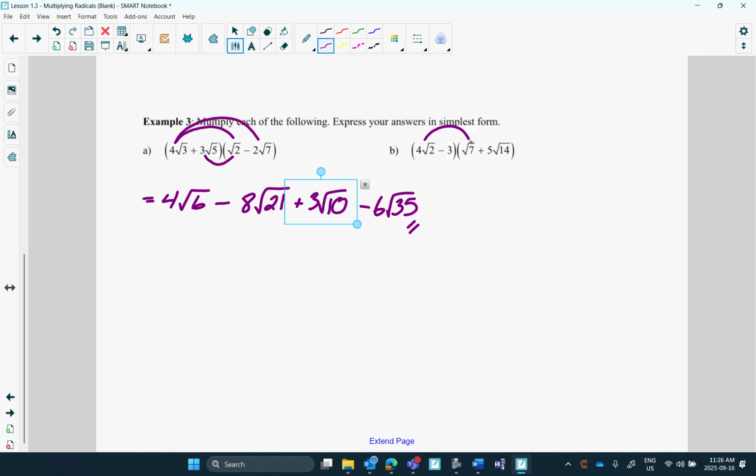4 root 2 times root 7 is 4 root 14. 4 root 2 times 5 root 14 is 20 root 28. Minus 3 times root 7 is minus 3 root 7. And minus 3 times 5 root 14 is negative 15 root 14.